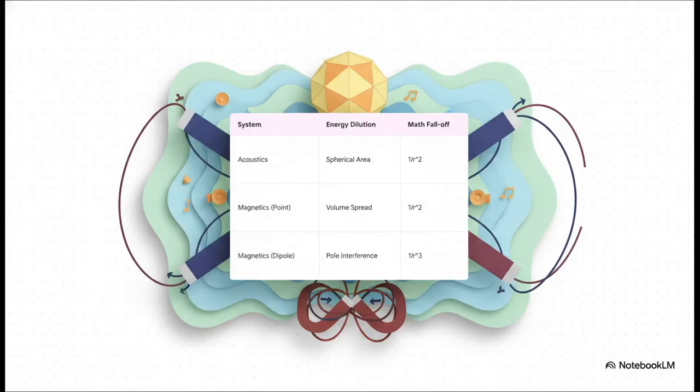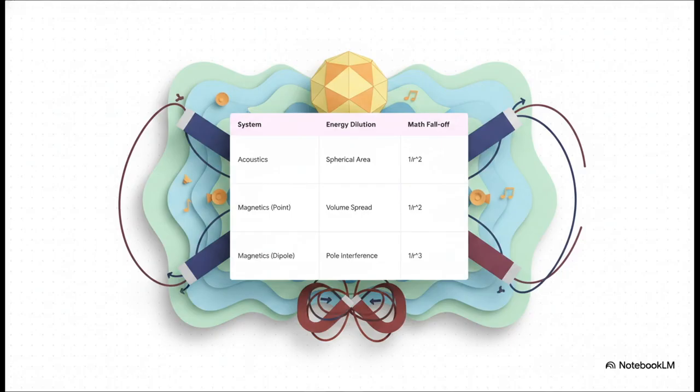Now, what's really interesting about this slide is how the inverse square law shows up across these different domains. In acoustics, energy dilutes over a spherical surface area, the classic 4πr², which results in a mathematical falloff of 1/r². But notice how point source magnetics perfectly matches that exact same 1/r² falloff. Sure, a magnetic dipole falls off a bit faster at 1/r³ because the poles interfere with each other, but the pure point source behavior aligns perfectly with sound. So, why does this happen?